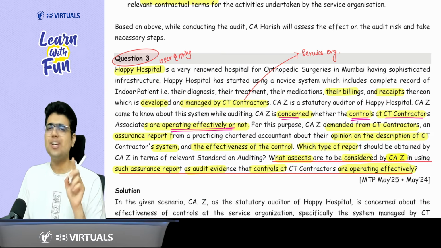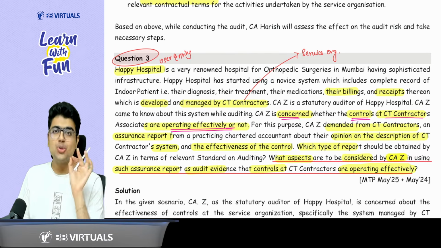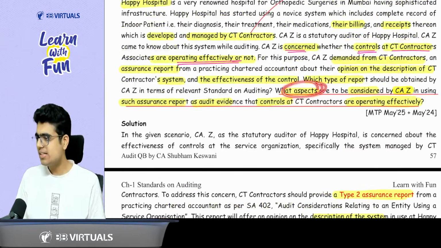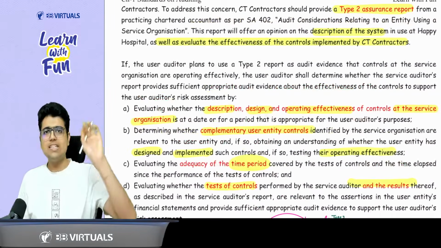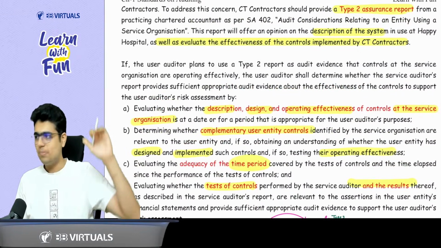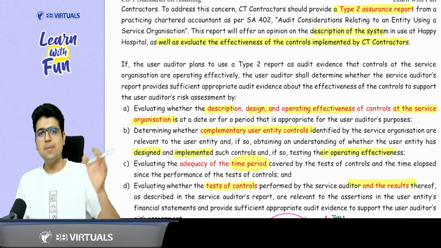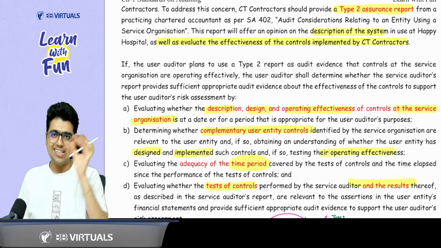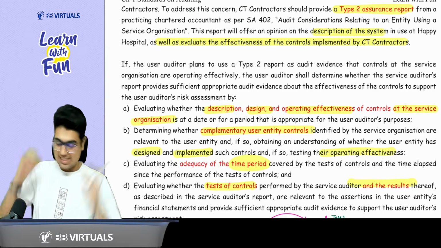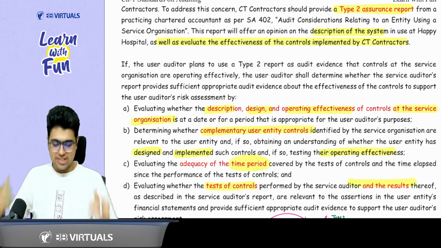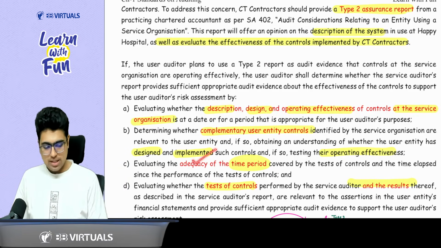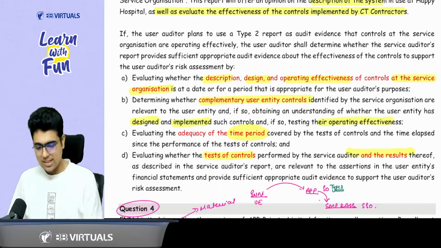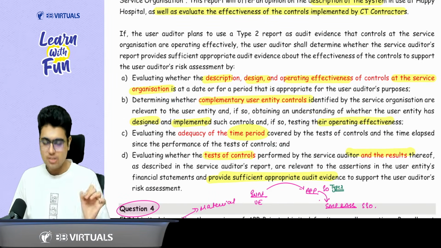Sir, a type 1 report does not talk about operating effectiveness. He should go ahead with the type 2 report. Okay, sir. Then what aspects will he consider? The answer is very simple. First of all, he will check the controls at the service organization and complementary user entity controls, whether they are properly designed, implemented and operating effectively. DIO: designed, implemented and operating effectively. Then whatever time period they have covered, whether that time period is adequate and how much time has elapsed. And lastly, the test of controls and results, whether they provide sufficient and appropriate evidence or not.